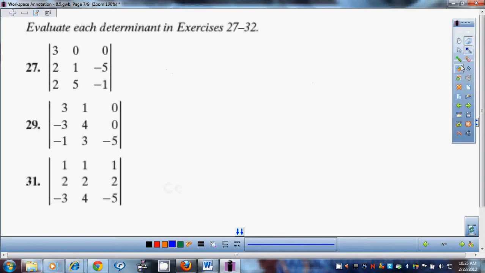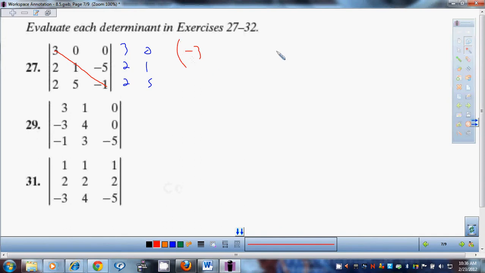The first way to do it, let's find the determinant for number 27. The first way to find a determinant of a third ordered matrix, you write the first two columns right next to your original matrix. See that? How I just wrote these columns. First two columns next to the original matrix. Now, the slash method. Start here, multiply a diagonal. 3 times 1 times negative 1.